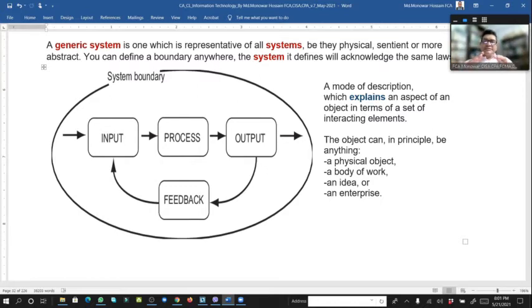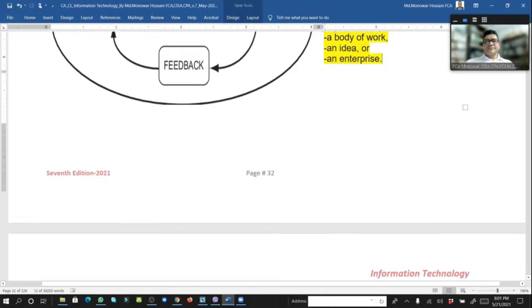That means if we make one or two systems within one system, a big system is the environment and a small system is the subsystem. The principle is that it should be a physical object, body of work, an idea or enterprise.